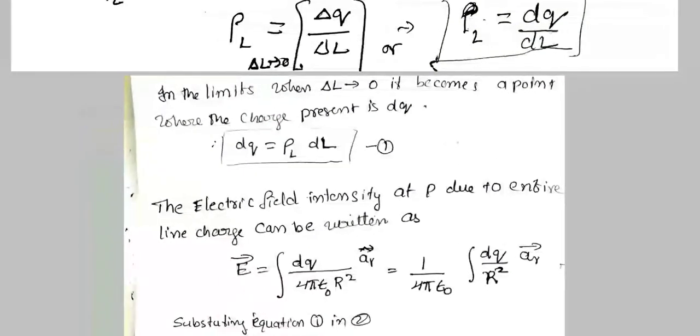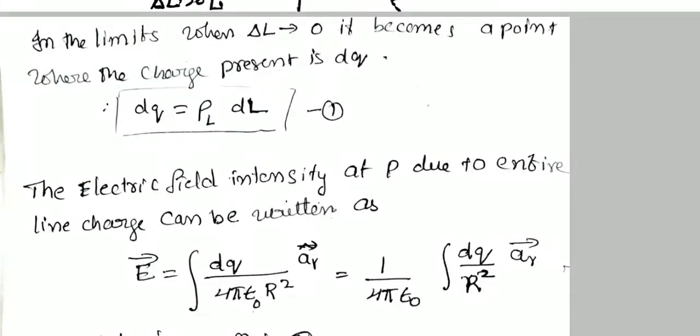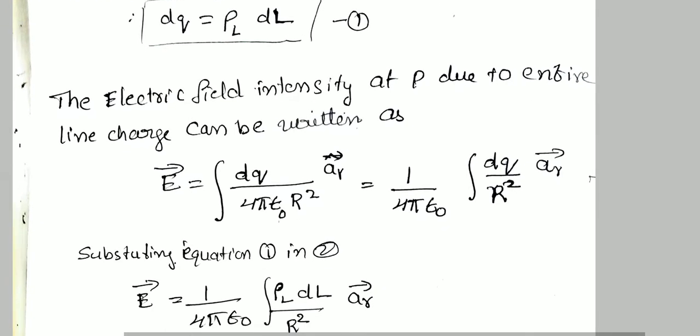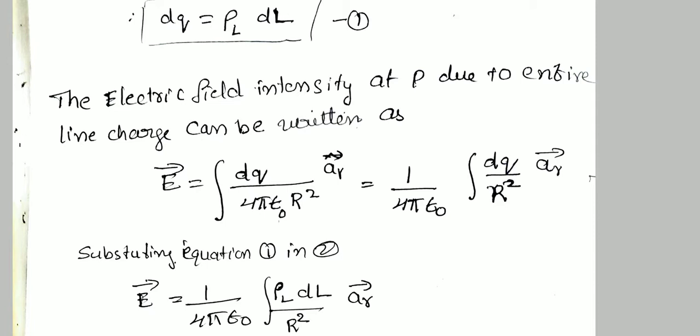Now we will go for the electric field intensity at the point P due to the entire line charge, and it is given by the formula E is equal to integration of dq by 4 pi epsilon naught r square into AR. In the last class also we have studied this: if many point sources are there, the electric field intensity due to n number of point sources means we add the electric field due to each individual charge and sum them. Integration is similar to summation, but it is used for continuous values.